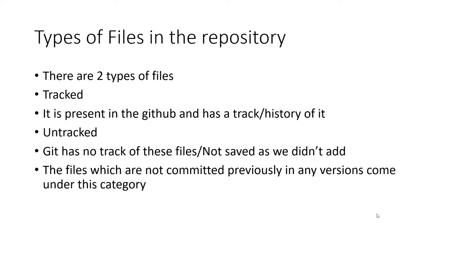Basically, there are two types of files: tracked files and untracked files. Tracked files are the ones already in GitHub. You have already made some changes and commits, and Git already knows that such a file exists. So those come under tracked. Untracked files are ones Git has no track of at all. It is not saved and we haven't added it. These files were not committed in the previous commits, and they are not present in any versions already. So those come under untracked.